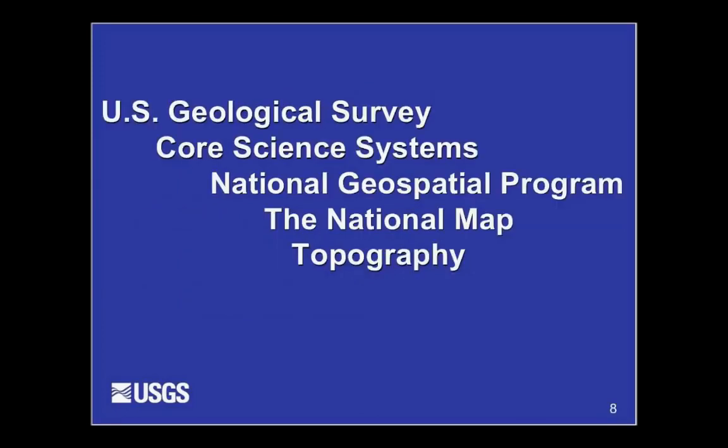Let's start by looking at how hydrography fits into the USGS. At the U.S. Geological Survey, Core Science Systems is an organization that provides data about Earth and its resources in a format that is understandable and accessible. One of the ways it does this is through the National Geospatial Program, which organizes, maintains, and publishes the geospatial baseline of the nation's topography through the national map.